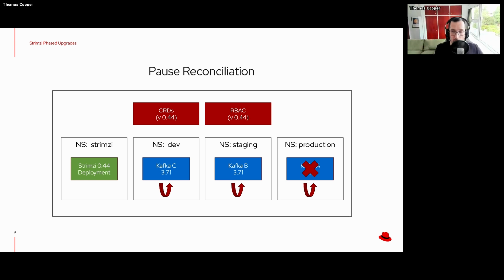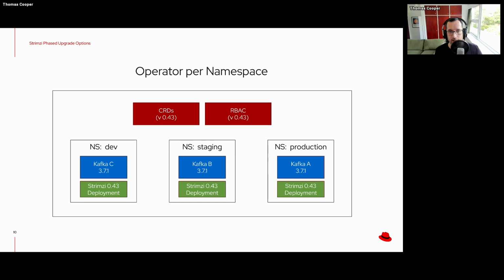The other bigger problem is that for the whole period where you're waiting for something to be upgraded, it's completely unmanaged. You've paused reconciliation. You can't make any changes, any admin changes. You can't update certificates. You can't fix configurations. So obviously, this setup might work if you've got a very small number of Kafka clusters and you've only got one or two that will only be paused for a short while. But once you've got a large number, this doesn't really scale very well.